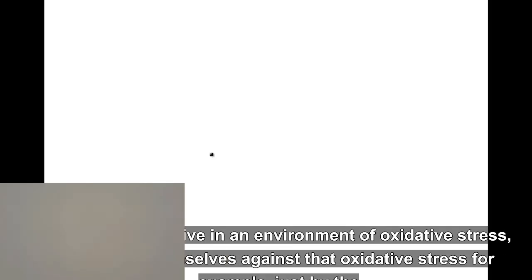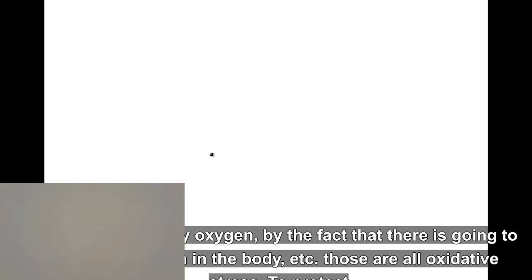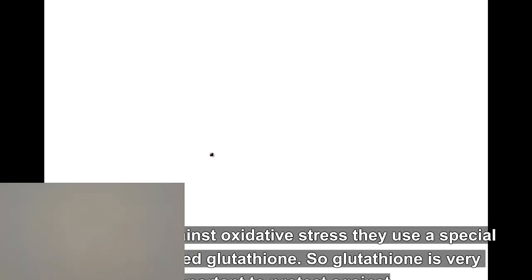When you think about G6PD deficiency, what you need to understand is that the red blood cells live in an environment of oxidative stress. To protect themselves against that oxidative stress, for example, just by the fact that they carry oxygen, by the fact that there's going to be inflammation in the body, etc., those are all oxidative stresses. To protect themselves against oxidative stress, they use a special molecule called glutathione. So glutathione is very important to protect against oxidative stress.